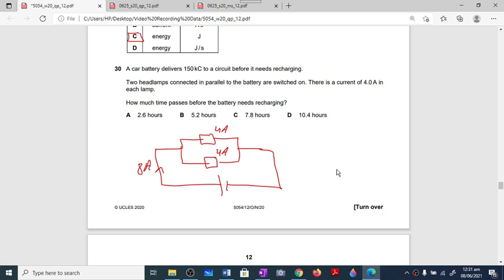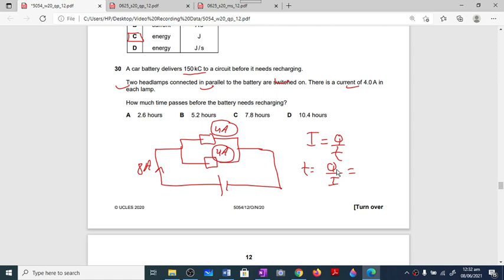Now a car battery delivers 150k coulomb charge to the circuit before it needs recharging. So we have a formula I equal to Q by T. We are required to calculate the time T, that's equal to Q over I. Now he's saying that two headlamps connected in parallel to the battery are switched on. There is a current of 4 ampere in each lamp. So I have mentioned this 4 ampere and 4 ampere. They are connected in parallel.